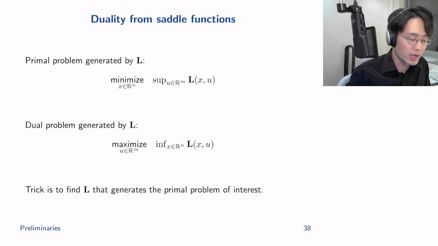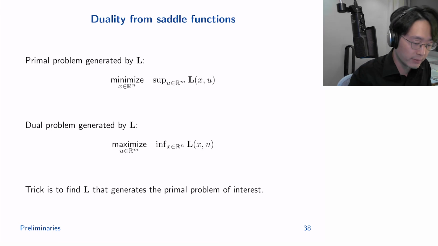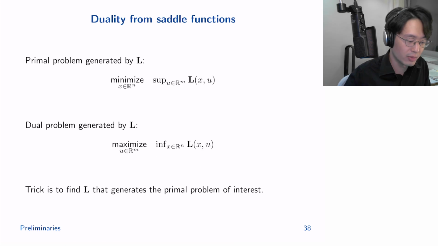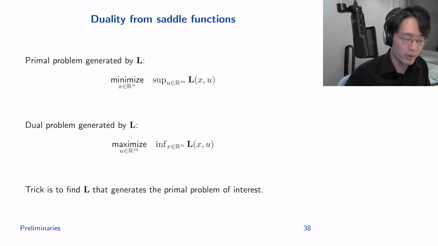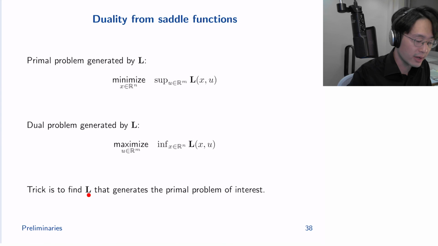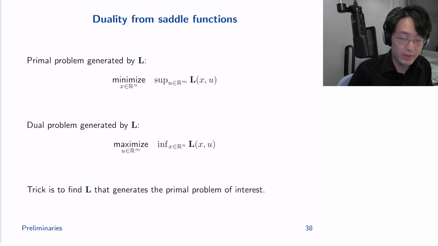In contrast, the dual problem is defined symmetrically. In the dual problem, we maximize over u the infimum over x of L(x, u). L(x, u) is concave in u, so when we take the infimum over x, this becomes a concave function in u. So the dual problem is a concave maximization problem in the variable u. When we take this viewpoint, the idea is that we want to find a saddle function L that generates the primal problem of interest.